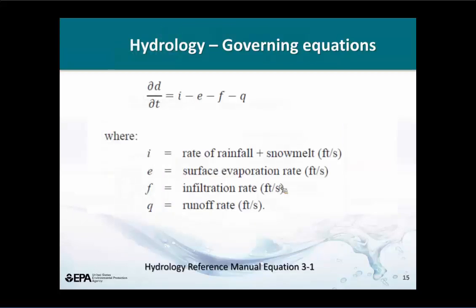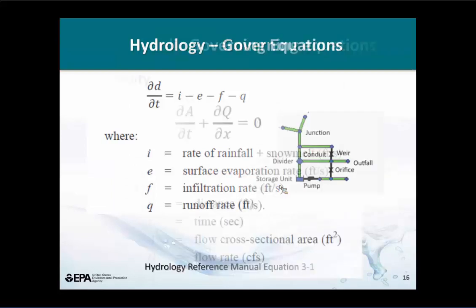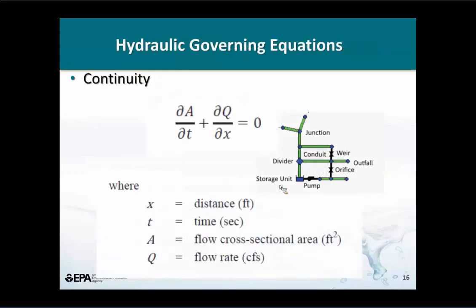The governing equations are the depth of rain or water onto a subcatchment is a function of either the rainfall or the snowmelt minus the evaporation minus the infiltration minus the runoff. Pretty simple, pretty basic. One of the nice things about SWMM is it's very robust and intuitive. SWMM is governed by continuity. And the continuity is in the storage, in the nodes, and in the storage units.